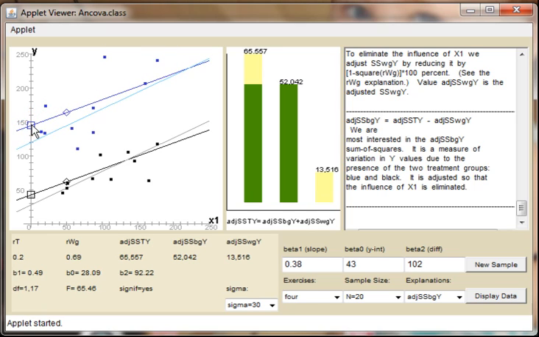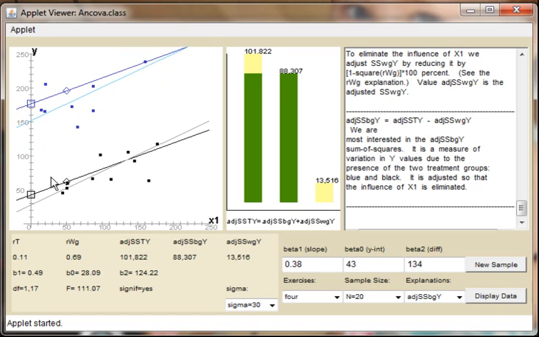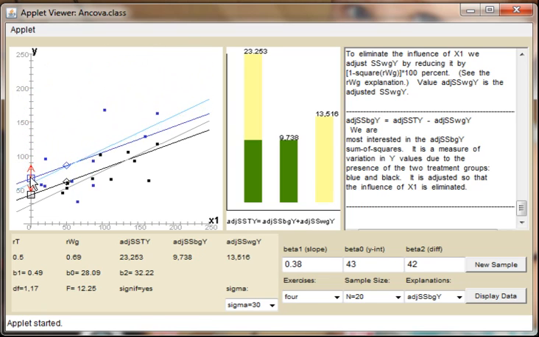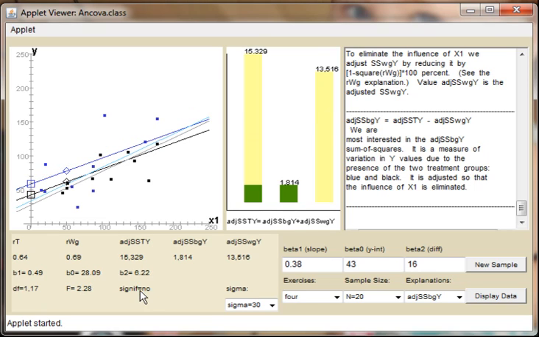Okay, and the user can observe what happens when we increase the difference between the black group and the blue group. The significance of the model increases. In fact, this F statistic increases. So let's bring this a little further apart, and we see we increase the F statistic, increasing the significance. So if we bring it very close together, eventually the significance is going to turn to no. Okay, the F statistic decreases and the model is no longer significant, and this is at the alpha equal 0.05 level.